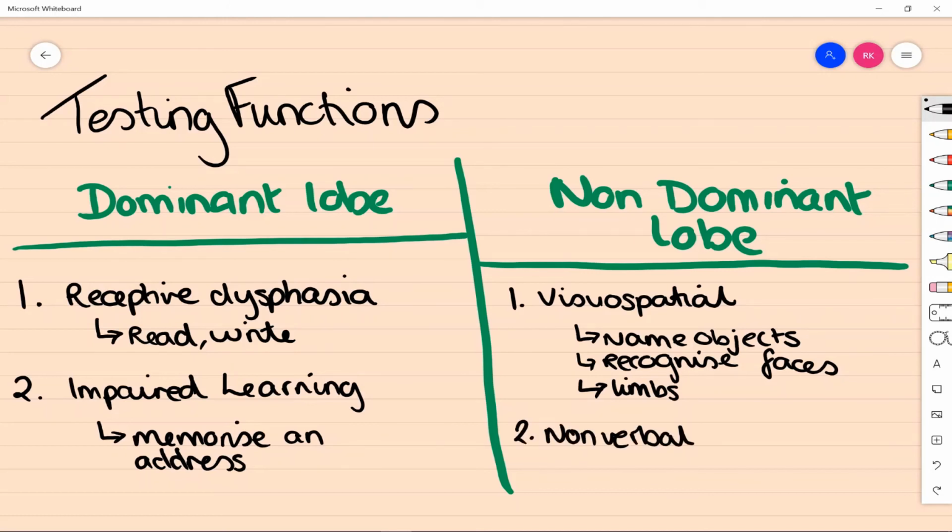So here we ask them to retain non-verbal material, for example, showing them a picture and asking them to copy the drawing from memory a few minutes later. Bilaterally, you'd look at amnesic syndrome such as Korsakoff's and looking at assessing short and long-term memory.